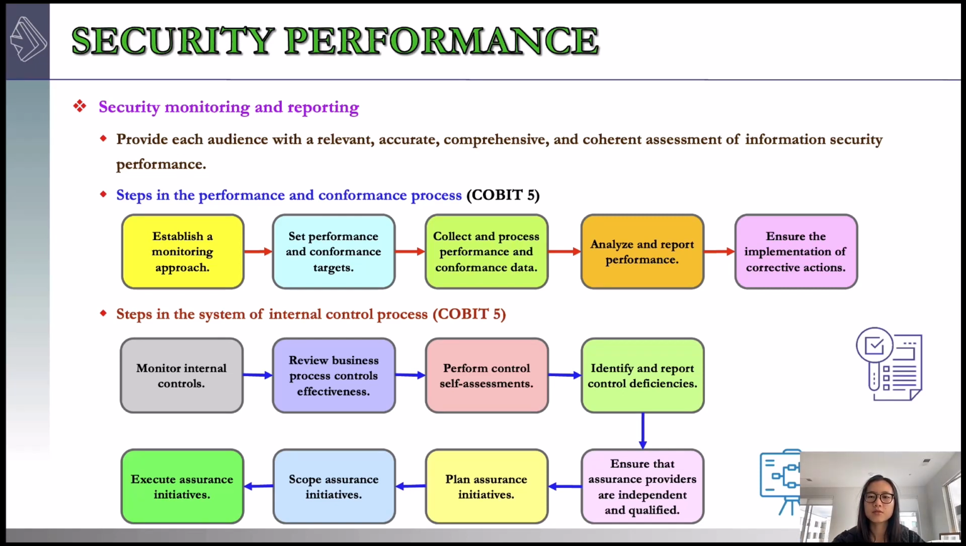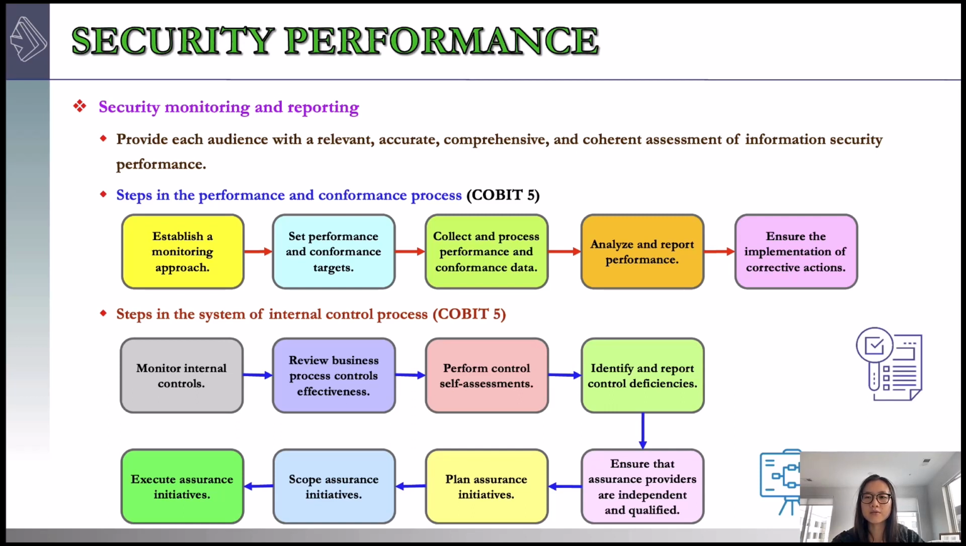measurement system. The third step is collecting and processing performance and conformance data. The organization collects and processes timely and accurate data aligned with its approaches. The fourth step is analyzing and reporting performance. The organization periodically reviews and reports performance against targets using a method that provides a concise, all-around view of IT performance and fits within its monitoring system. The last step is ensuring the implementation of corrective actions. The organization assists stakeholders in identifying, initiating, and tracking corrective actions to address anomalies.